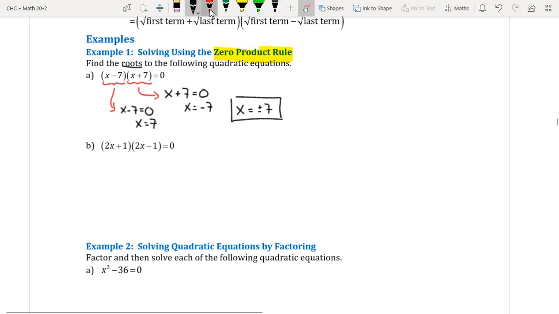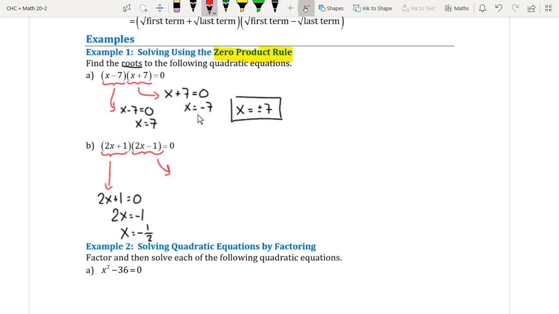Let's look at B. Same sort of procedure here. We're going to pull out each one of these binomials and set it to 0. So the first one would be 2x plus 1 equals 0. We're solving it for x, so we subtract 1 from both sides, which leaves us with 2x equals negative 1. Then we divide by 2, which leaves us with x equals negative half as one of the roots.